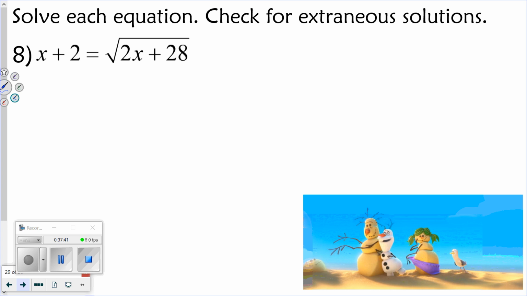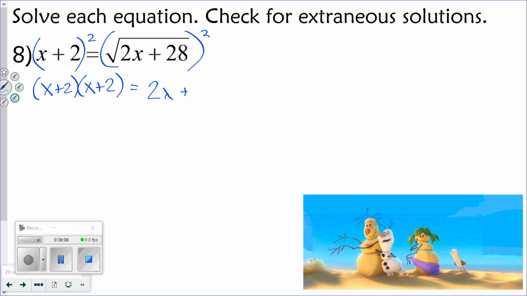What do I do with that? Yeah, it's like what we did on Friday. So I can square both sides, or I could change this one to 2x plus 28 to the 1/2, like what we were doing today, and I can do it the same way. Either way, you end up squaring both sides. X plus 2 squared means I have 2 of them. And then that will just cancel my radical. X plus 2 times x plus 2. Good.